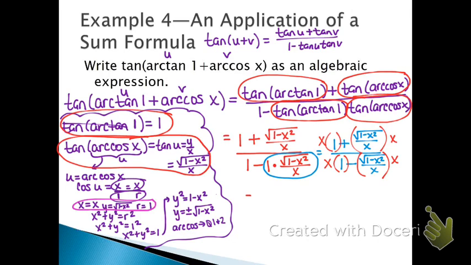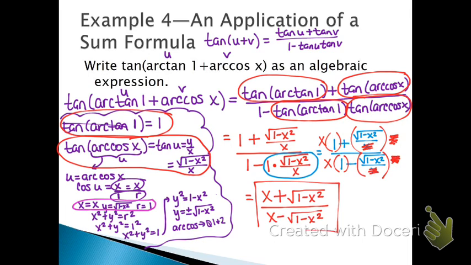So I got x times 1 is x plus, this x and this x are going to cancel, so I just have that square root. On the bottom, x times 1 is x minus, and the same thing here, this x and that x will cancel, so I'm left with my square root. And I know we have a radical on bottom, but it gets really, really messy and ugly, so I will let you stop here, but you cannot leave a fraction within a fraction. That wasn't hard.